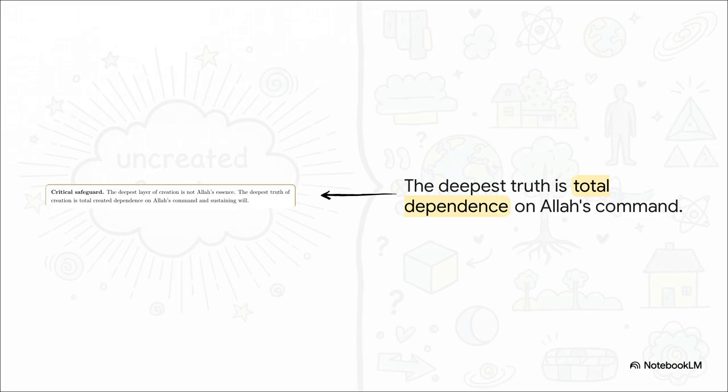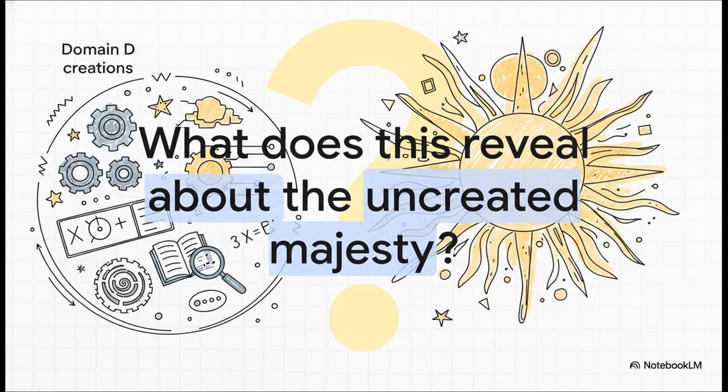Creation doesn't somehow become God. It just completely depends on Him. So, I'm going to leave you with a pretty provocative thought to chew on today. If every scientific law, every endless infinity, and literally the most brilliant concept you'll ever formulate in your entire life is still just a dependent domain D creation, what does that tell you about the true, incomprehensible majesty of the uncreated?